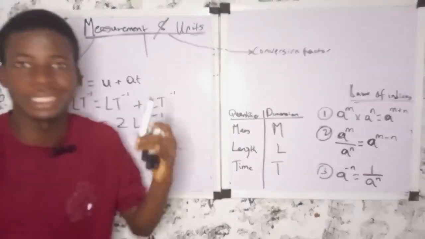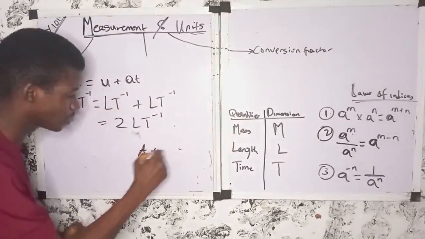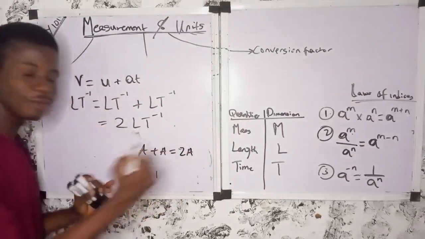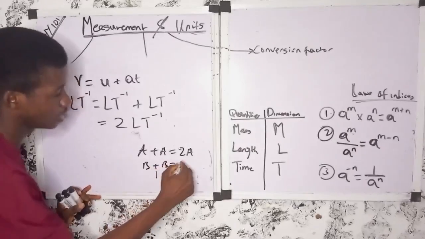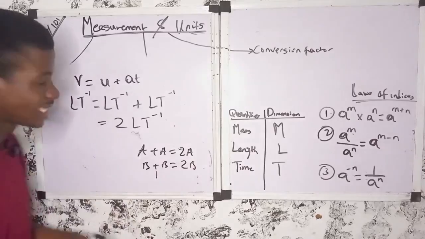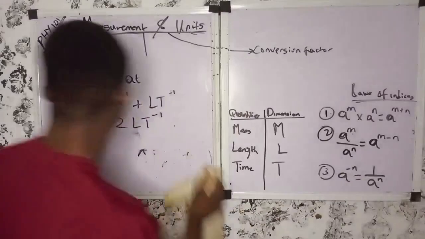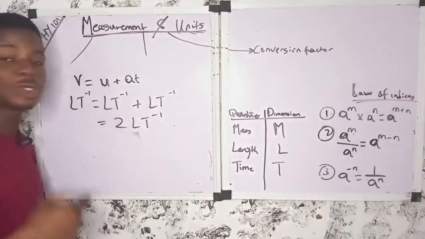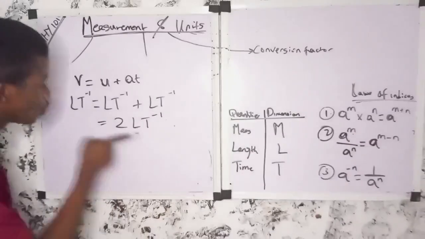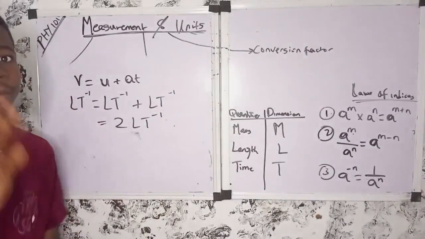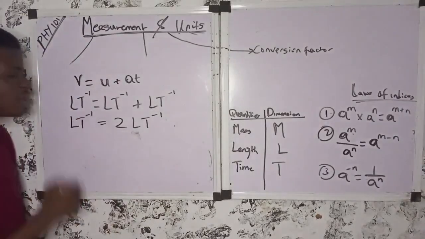When you add the same thing together, you can easily add them. A plus A will give us 2A. B plus B will give us 2B, because they are the same thing. Yes. So L T to the power minus 1 plus L T to the power minus 1, they are the same thing, right? So that gives us 2 L T to the power minus 1. Yes. Now if you look at this place, it is L T to the power minus 1.